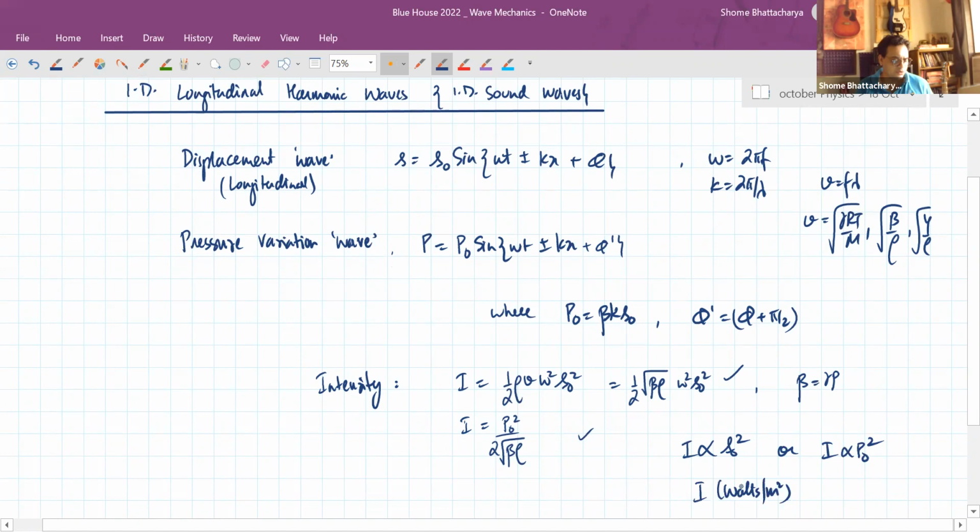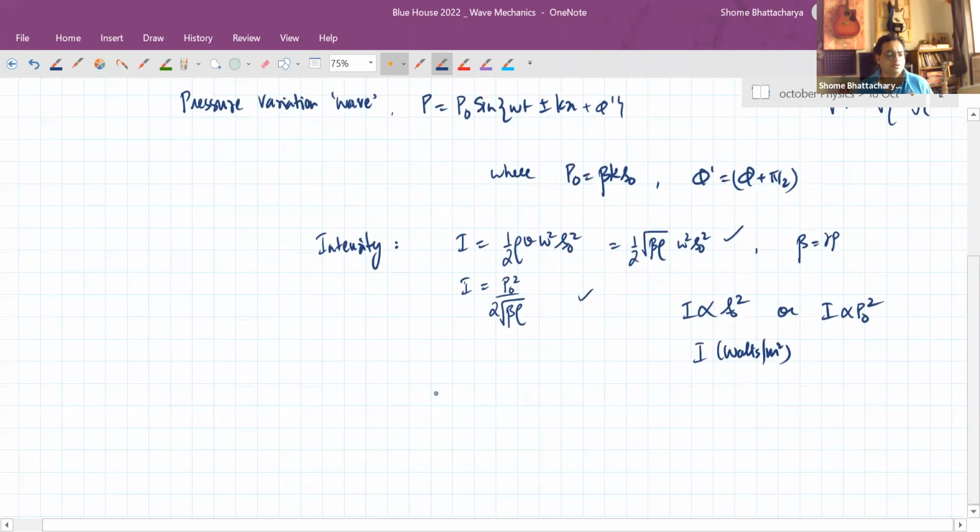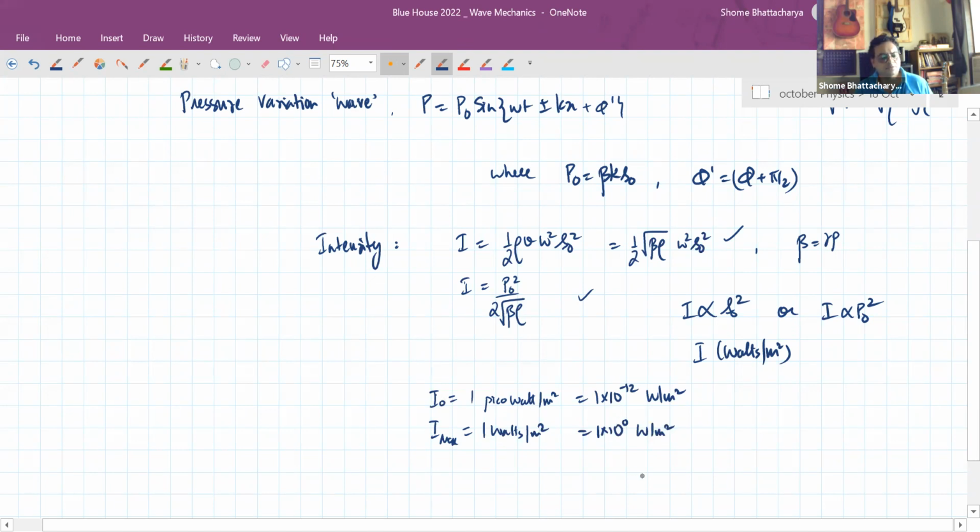But because the range of intensity for human hearing we discussed is very large, the threshold of hearing we saw was a comparatively very tiny intensity. The threshold of hearing was 1 picowatt per meter square, or basically 1 into 10 raised power minus 12 watt per meter square. Whereas the threshold of pain, which we can think of as maximum intensity on that scale, is 1 watt per meter square. So you can see it's a huge range, a range of 10 raised power 12 times.